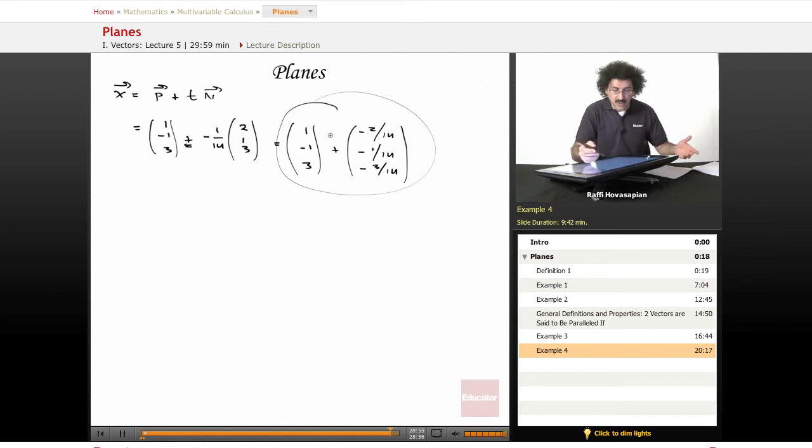And you can do the addition if you want. This plus that, this plus that, this plus that. It's going to give you some vector. This value is the sum of those two. This value is the sum of those two in the middle. And this is the sum of those two.